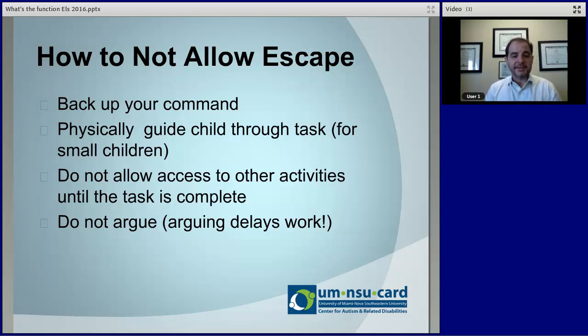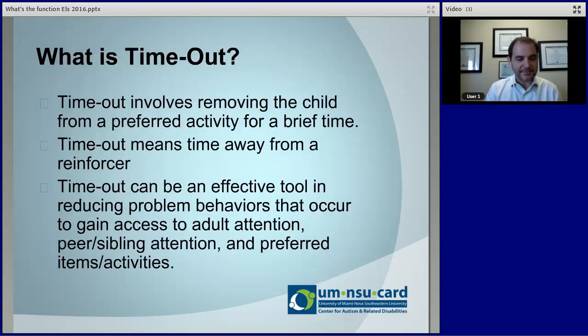So when you can't physically manipulate the child, you can at least manipulate your environment such that you can control access to the other reinforcers. And so the escape isn't really being allowed because you can't ever move on. You can't escape this situation. I can't escape putting my shoes on because I'm not allowed to do anything else until I comply. Hope that makes sense. And then, like I said, don't argue. Don't talk about it. Don't give any attention. Arguing only functions to delay, and delay is a form of escape. So don't do that. Don't argue.